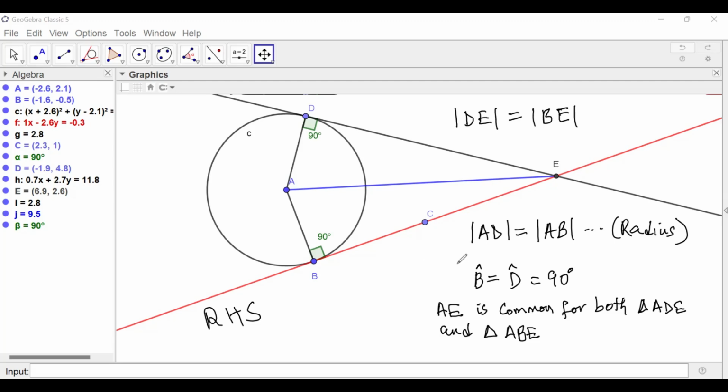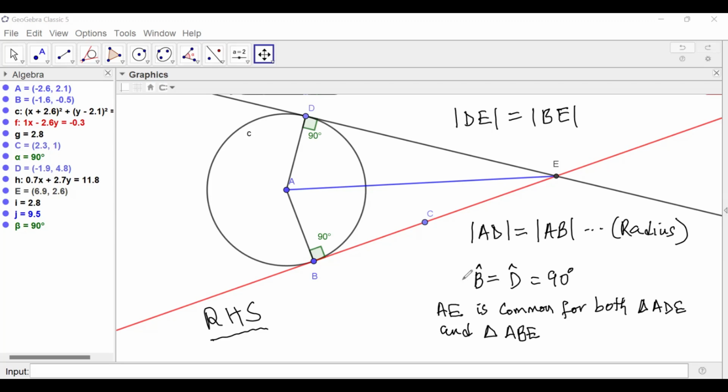So here, what have we seen? We've seen two sides that are equal in both triangles, which are the side AD and the side AB. And we have also seen that the hypotenuse is common. And we have seen that each of these two triangles has a right angle, which is 90 degrees. So we've successfully established RHS, meaning that triangle ADE is congruent to triangle ABE.